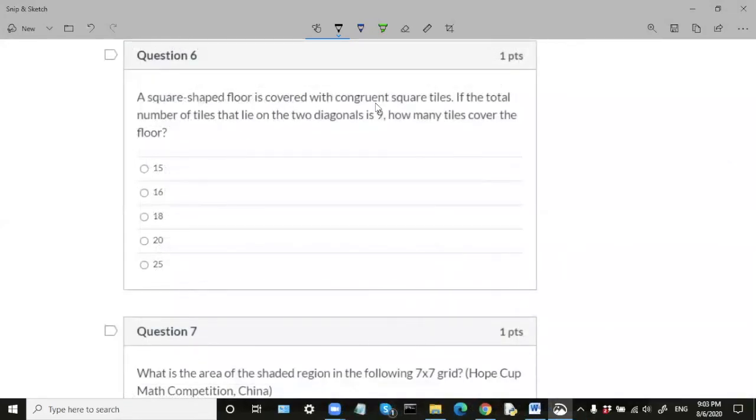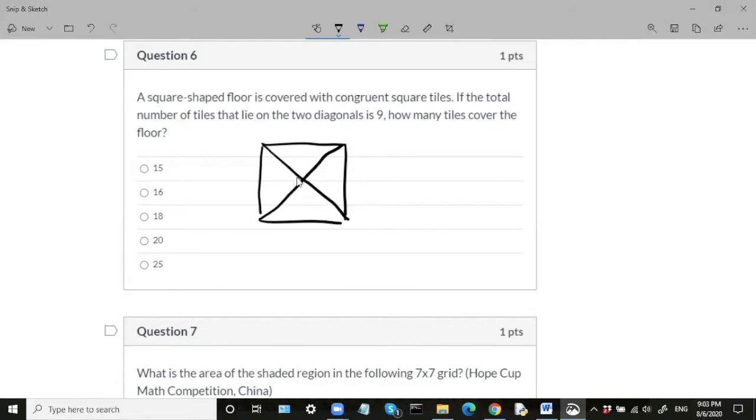Problem 6. A square-shaped floor is covered with congruent square tiles. If the total number of tiles that lie on the 2 diagonals is 9, how many tiles cover the floor? Okay, let's draw this diagram. So we have these 2 diagonals. The total number of tiles that lie on the 2 diagonals is 9.